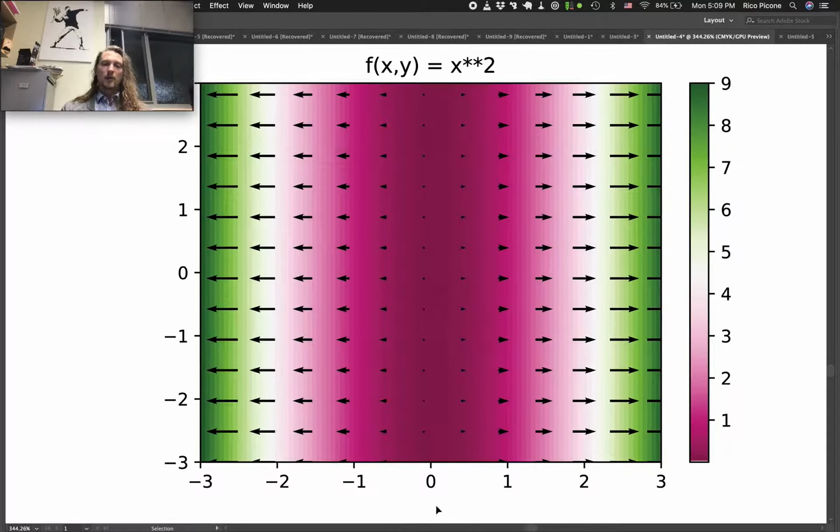If you think about looking from the direction of the x-axis upward, you would see a sort of f of x looking like a parabola from the side. And we see that as you go further out here, our magnitude is growing.